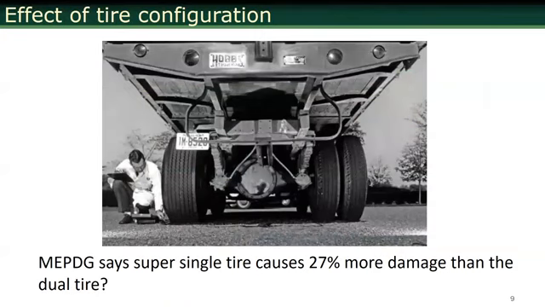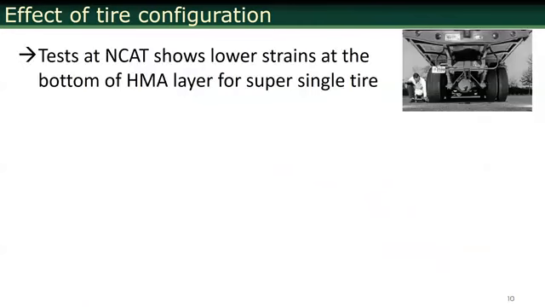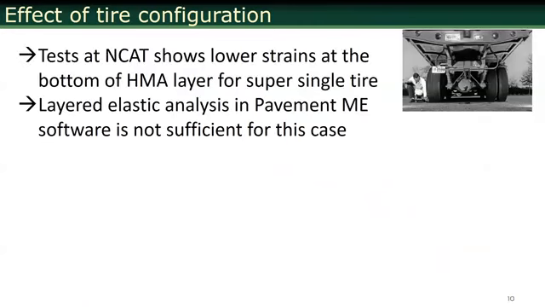So you have a super single here, you have a dual tire here. If you run this test in MEPDG, or if you run the simulation, MEPDG will say that super single tire causes 27% more damage than the dual tire. Well, NCAT tests at NCAT show the opposite. So MEPDG is not always telling the truth.